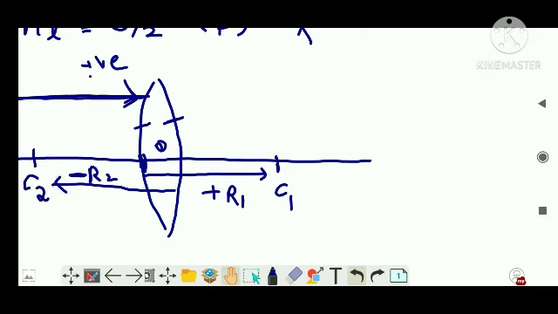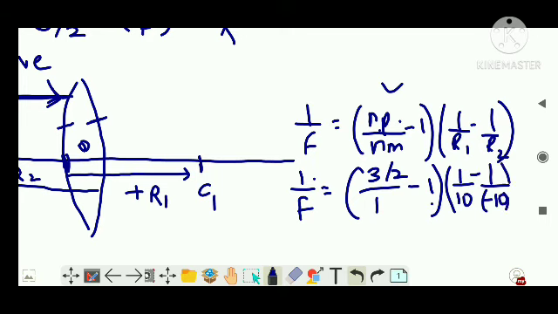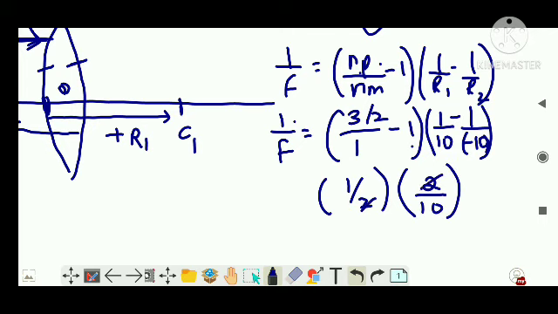Now, I've written the equation here earlier, because this equation is required throughout. 1 by f is equal to (n minus 1), where the lens refractive index is 3 by 2 and the medium is air, times (1 by R1 minus 1 by R2), which is plus 10 and minus 10. Now that is purely calculation. 3 by 2 minus 1 is 1 by 2, and this becomes 2 by 10. The 2 cancels, so you will get the focus as 10 centimeter.